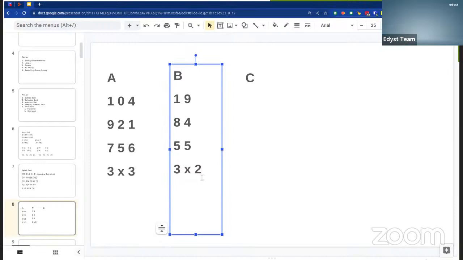1 into 1 plus 0 into 8 plus 4 into 5. Whatever that answer is, that's the first one over here. Okay, write it.